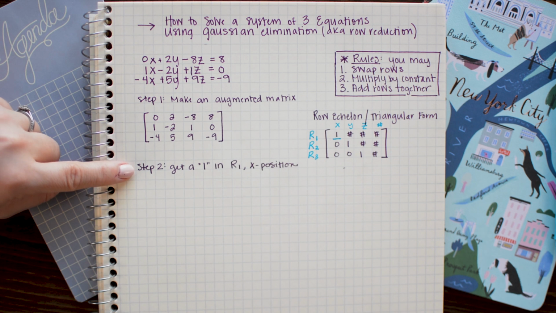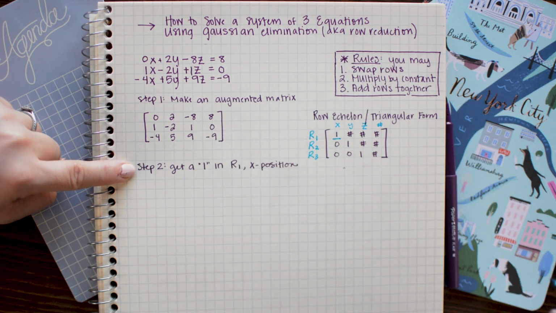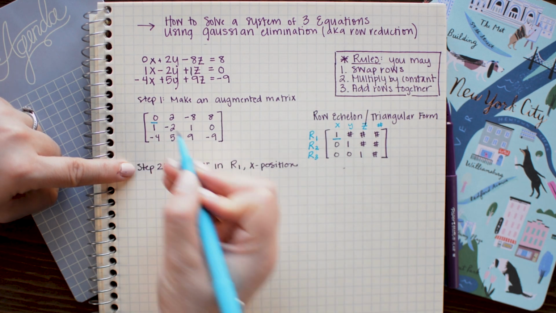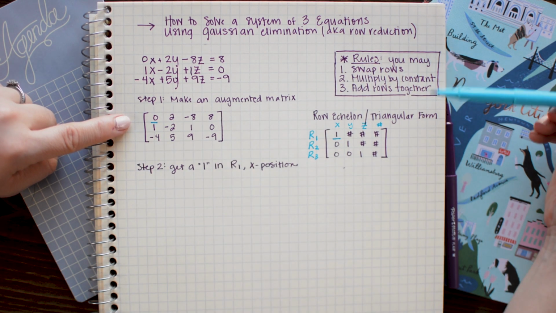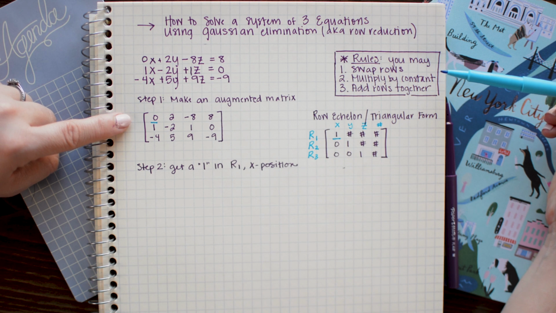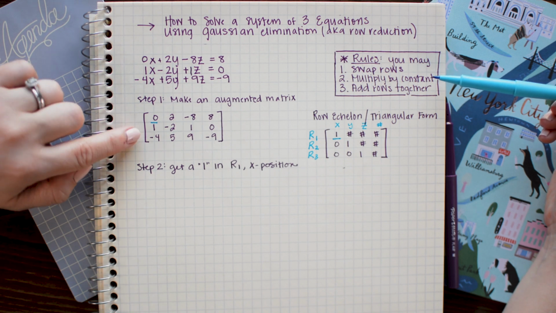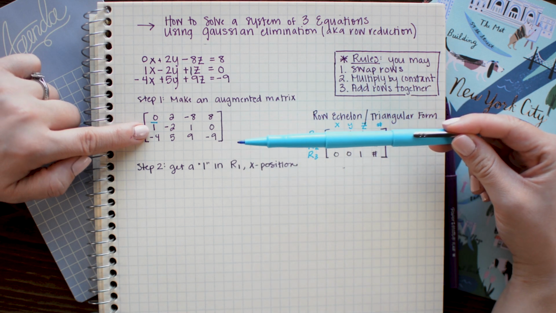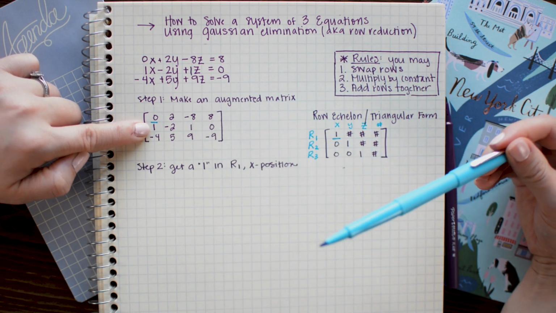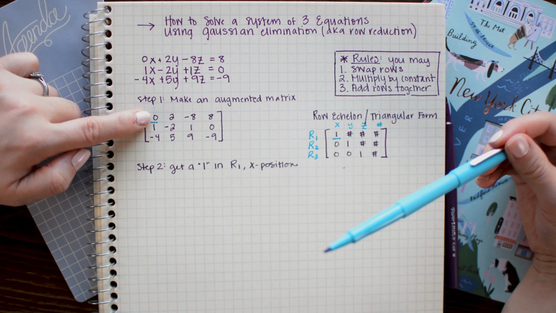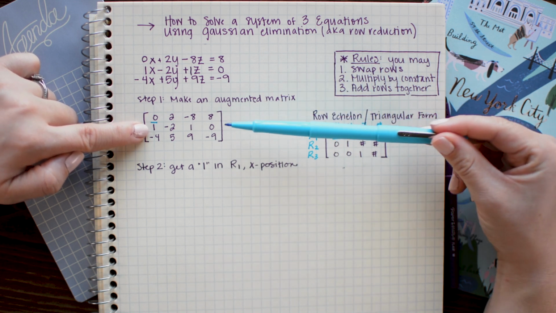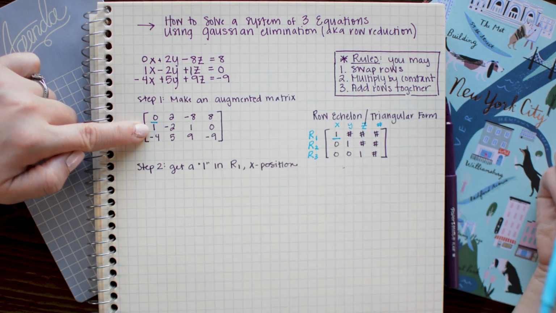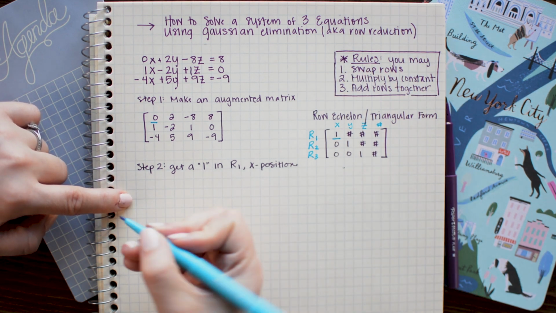All right, so our first task is to get a 1 in row 1 x position. So that is right here. And I can do that by using any of the rules that I've outlined over here. Now, just on first glance here, I see that the values I have in row 2 already have a 1 in the x position. So the easiest way to get a 1 here is simply swapping rows 1 and 2. The notation I'm going to use for that is going to look like this.